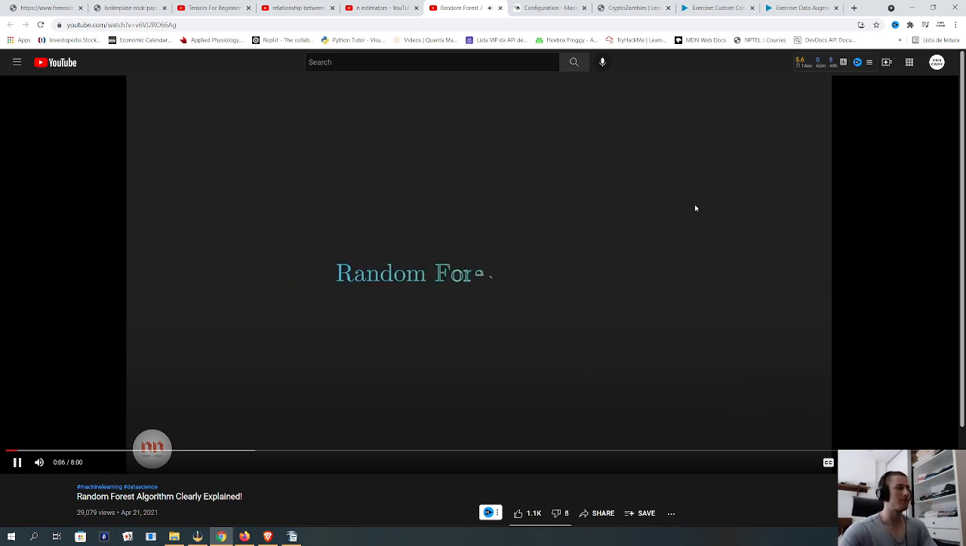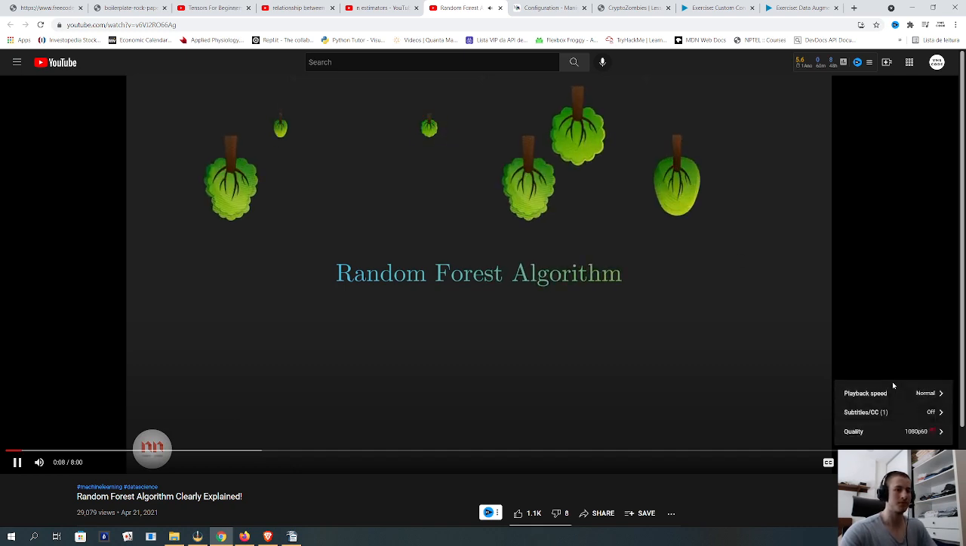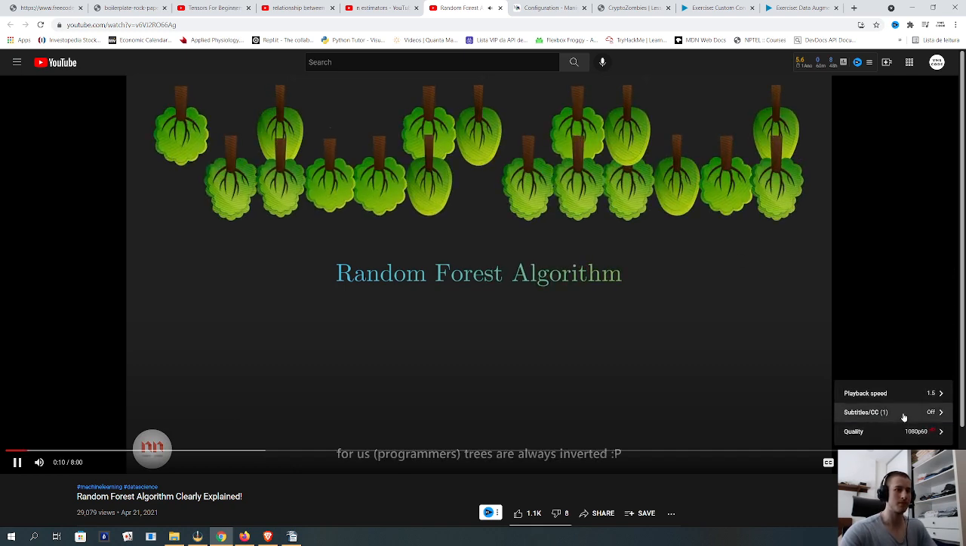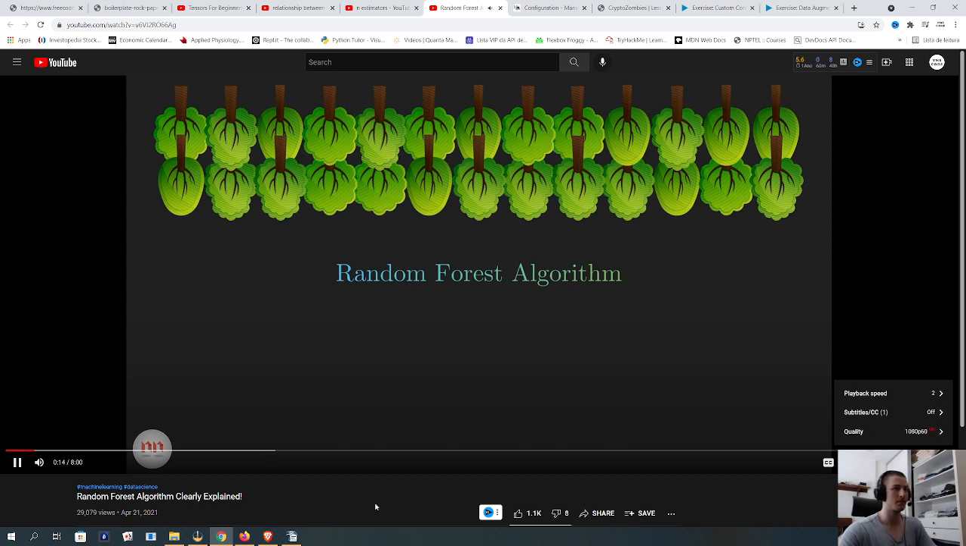In the random forest. First, we will see why the random forest algorithm is better than our good old decision trees, and then I will explain how it works with visualization.